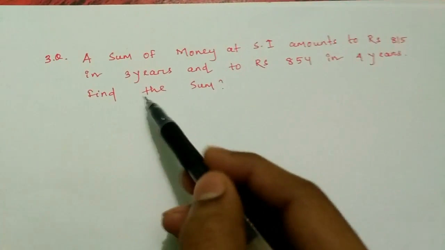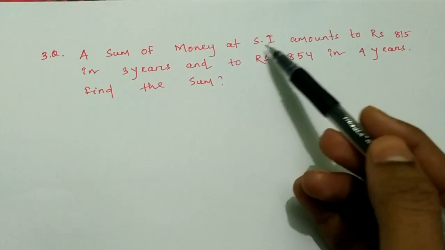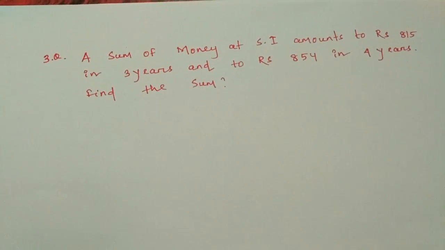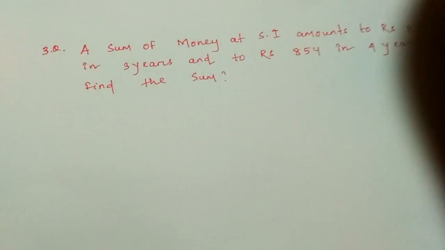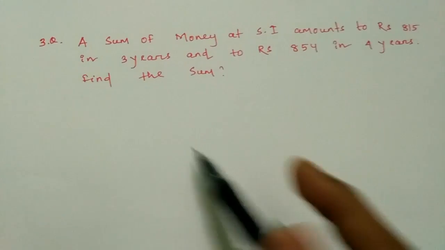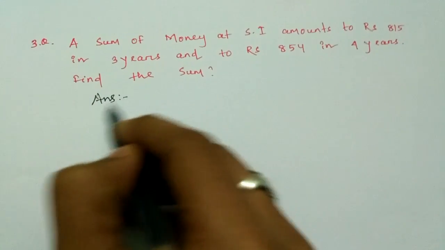So friends, the next question is: a sum of money at simple interest amounts to Rs 815 in 3 years and to Rs 854 in 4 years. Find the sum. This is one of the important questions, the trickiest question, I say.